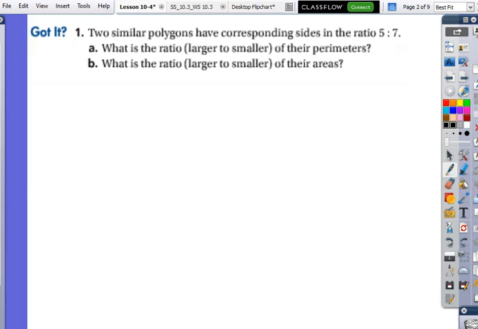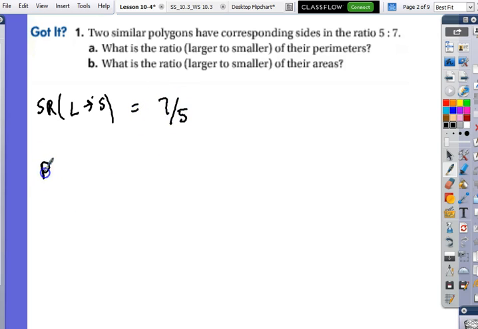Okay, here's a problem where we've got two similar polygons that have corresponding sides in the ratio of 5 to 7. Now, in the ratio of 5 to 7, what do you think the 5 represents, the smaller or the larger? And then the 7 represents the larger. Now, it's going to ask me a trick here. It's going to ask me, what is the ratio of the perimeters from larger to smaller? So the first thing I need to do is a sim ratio of larger to smaller. What would the sim ratio of larger to smaller be? 7 to 5.